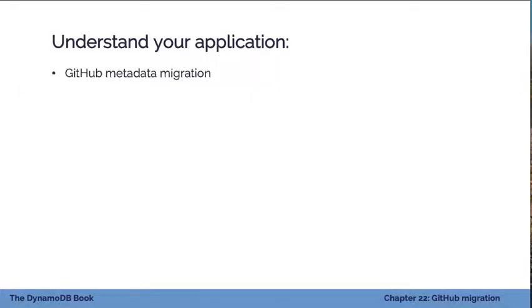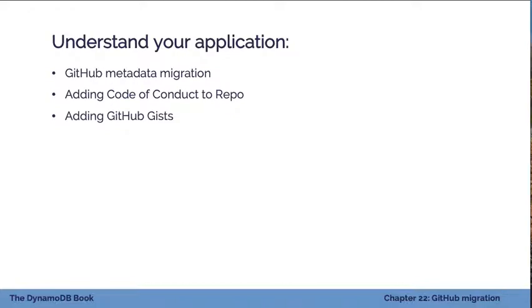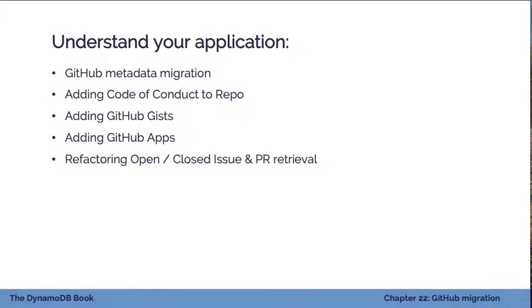So again, just understanding our application here, we're doing a migration of some GitHub metadata. We're not building the entire thing. We're just evolving this as it goes along. We're adding a code of conduct to repositories. We're adding GitHub gists, which belong to individual users. We're adding GitHub apps, which are owned and created by accounts, either users or organizations, and then can be installed into different repos. And then finally, we're refactoring how we do open and closed issue and pull request retrieval.